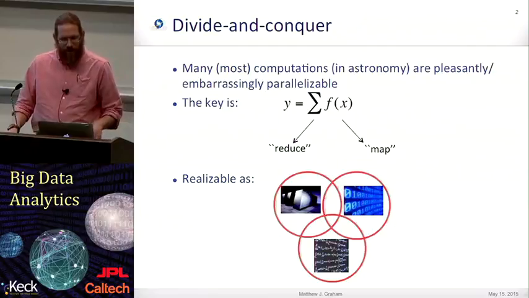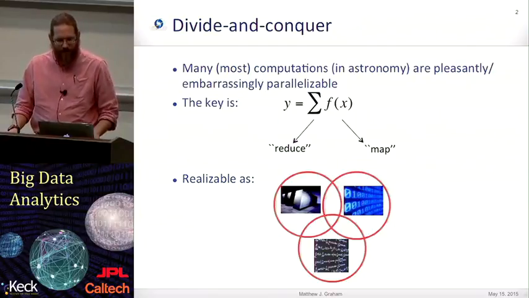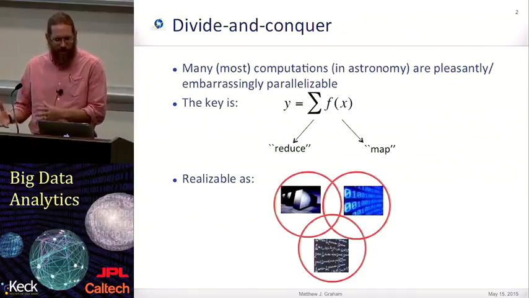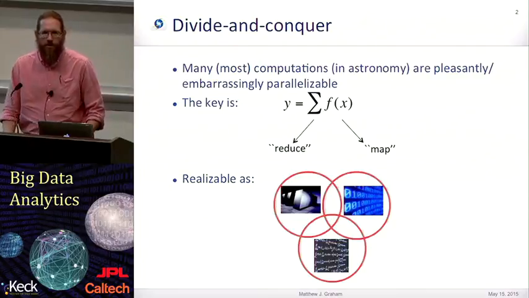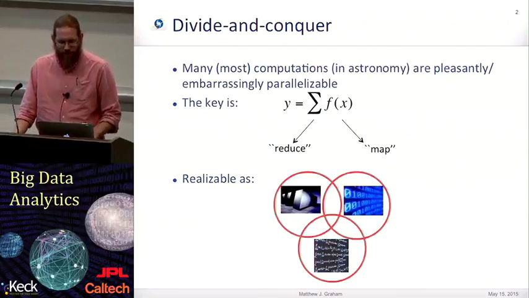And this is realizable as the intersection of the computing resources plus the code plus the algorithm. But the basic idea is that you have your task y, which is the sum of the same function that you want to do over many, and this is commonly referred to as the map-reduce type problem. We'll consider that a bit more in a minute.